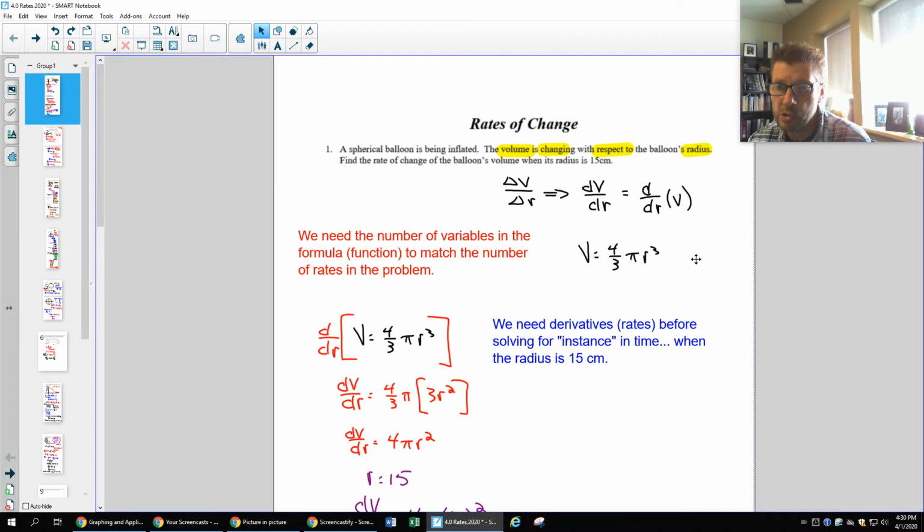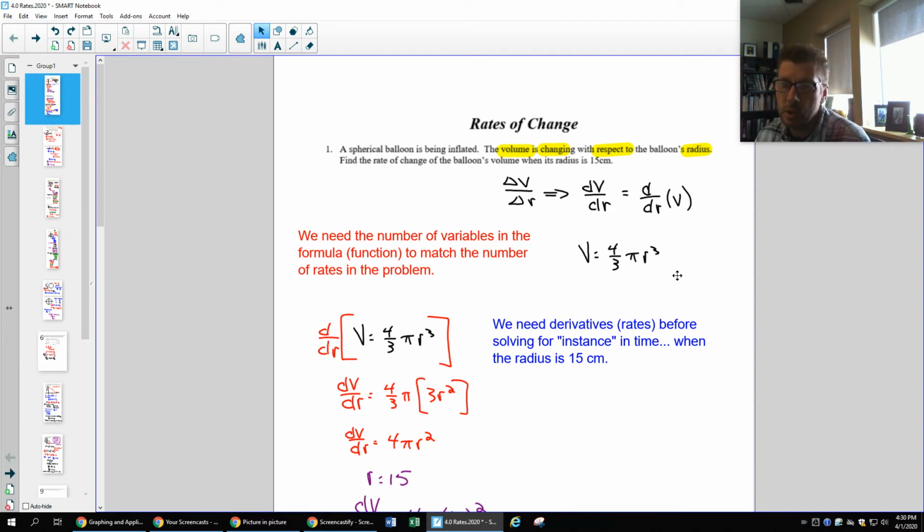Normally when we start a problem, we want to make sure that the number of variables in our formula always matches the number of rates in the problem. This one's a little different because you see two variables, volume V and radius r. But because we're differentiating with respect to radius, the derivative of r cubed with respect to r only becomes 3r squared. It doesn't turn into a rate. So it's not like implicit differentiation where the variables are different.